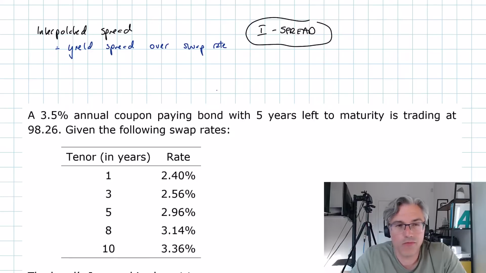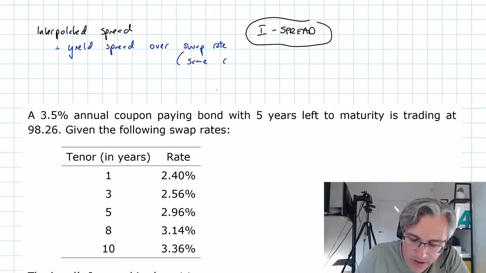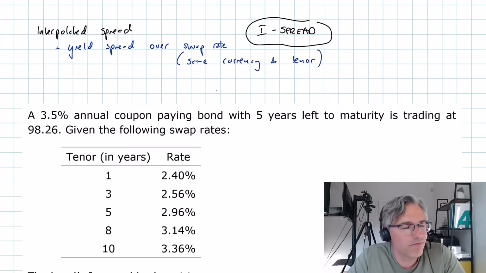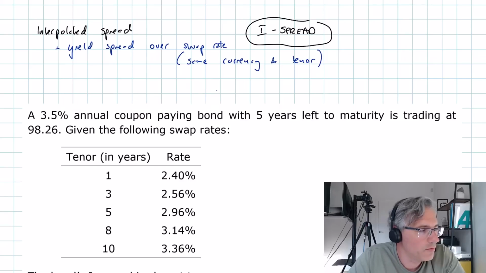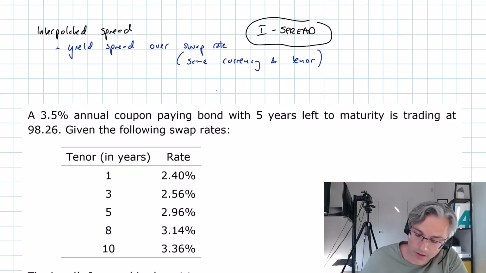In the exam you may be tested on this via a simple numerical question like the one I've come up with over here. Over the swap rate, same currency and same tenor, same time to maturity. Now this is going to be relatively similar to the G spread, the spread over the government yield, except here we've got a spread over the swap rate, but similar logic.